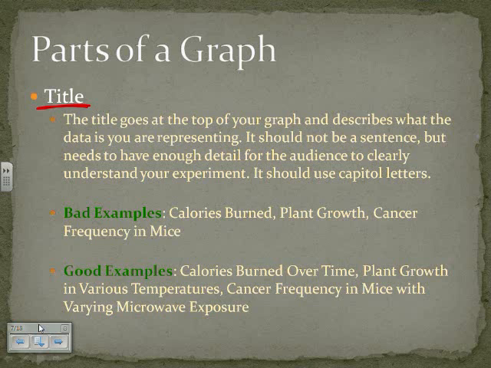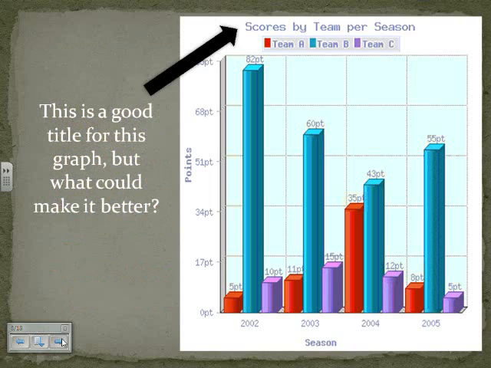Plant growth. What's the plant growth based on? Sunlight? Is it based on temperature? Is it based on water? All right? Be specific in your title. So, for example, what we have here, a title for a graph: scores by team per season. Right? This graph should look relatively familiar to you. Scores by team per season.